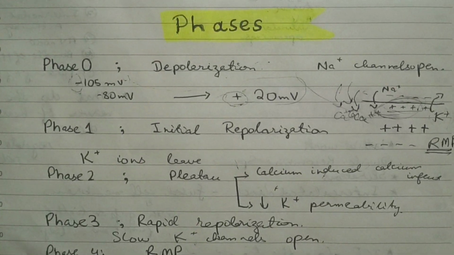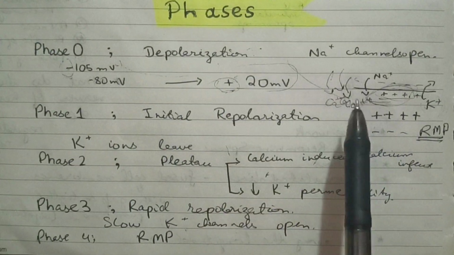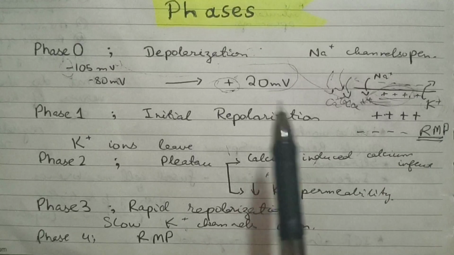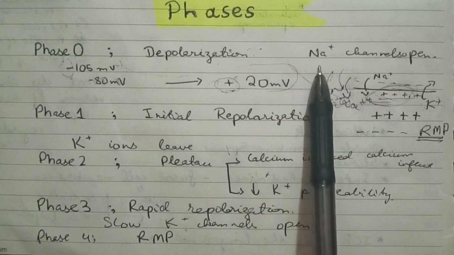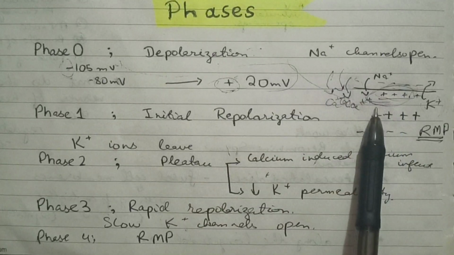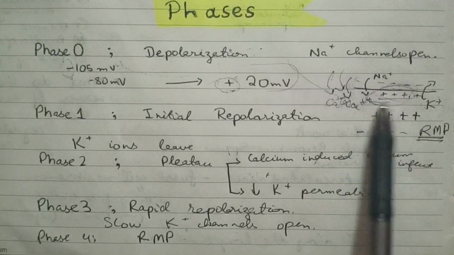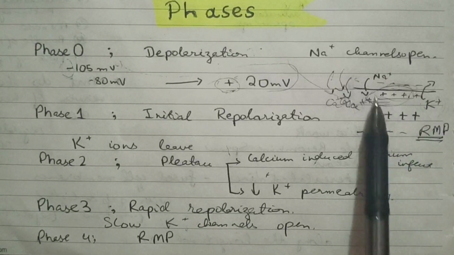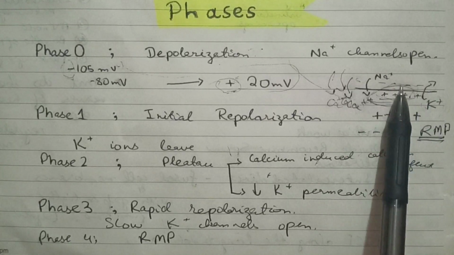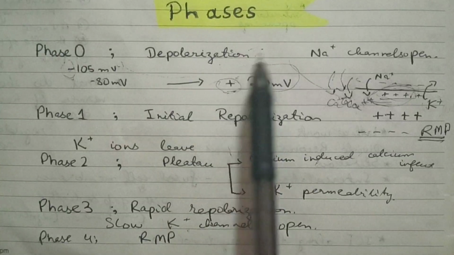Now, the first phase, also known as phase 0, is the depolarization. Firstly, we know that at RMP there is negativity inside while positivity outside. The sodium channels will open as the wave of depolarization reaches this cell membrane. There will be a huge influx of sodium ions, due to which positivity will spread in the inner membrane, which becomes more positive compared to the outer membrane. So the inner membrane potential changes from a very negative value to a positive value, and this is known as depolarization or phase 0.